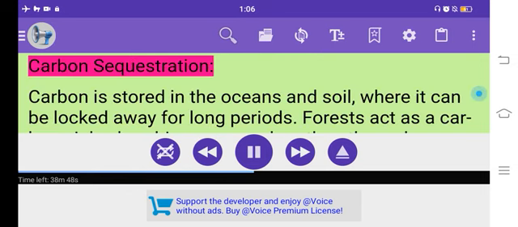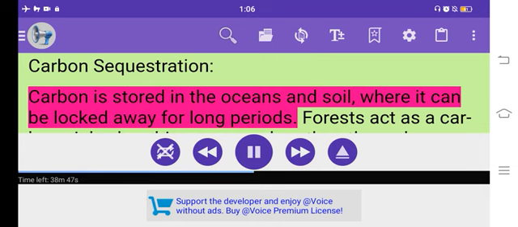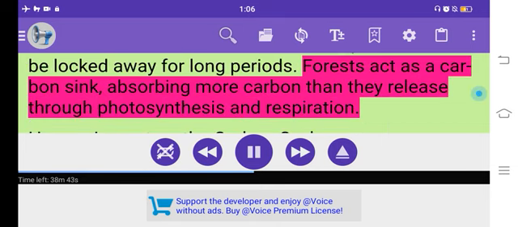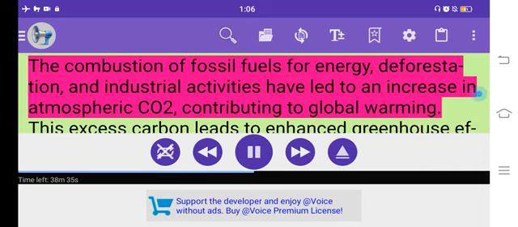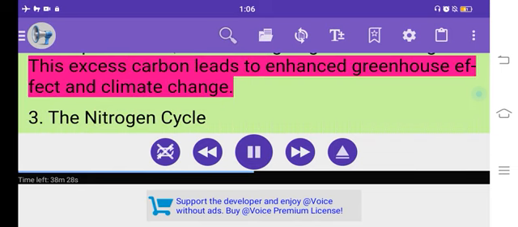Carbon sequestration: carbon is stored in the oceans and soil, where it can be locked away for long periods. Forests act as a carbon sink, absorbing more carbon than they release through photosynthesis and respiration. Human impact on the carbon cycle: the combustion of fossil fuels for energy, deforestation, and industrial activities have led to an increase in atmospheric CO2, contributing to global warming. This excess carbon leads to an enhanced greenhouse effect and climate change.